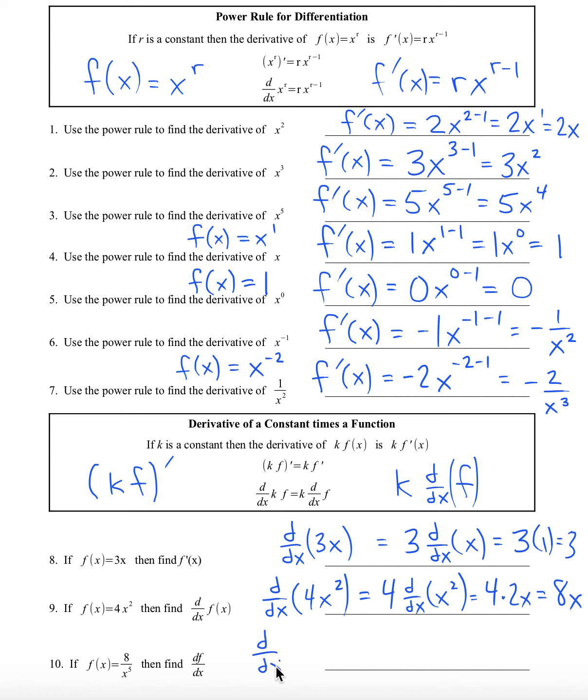If we want the derivative of 8 over x to the 5th, we can pull the 8 out front and find the derivative of x to the negative 5. It's going to be negative 40 x to the negative 6.